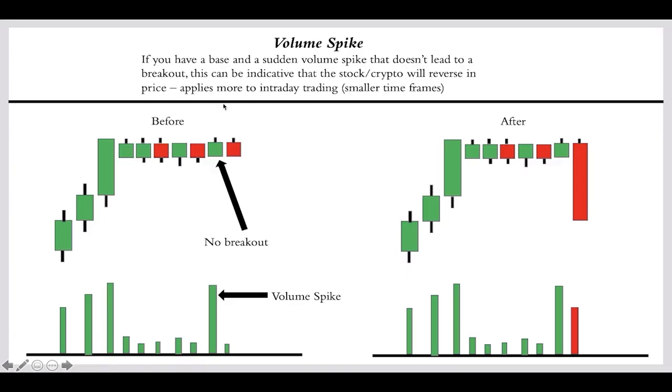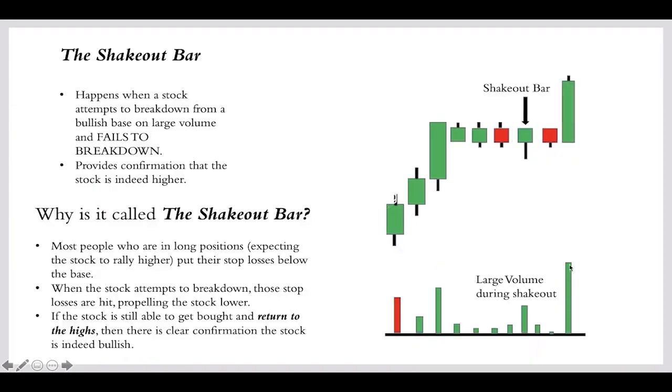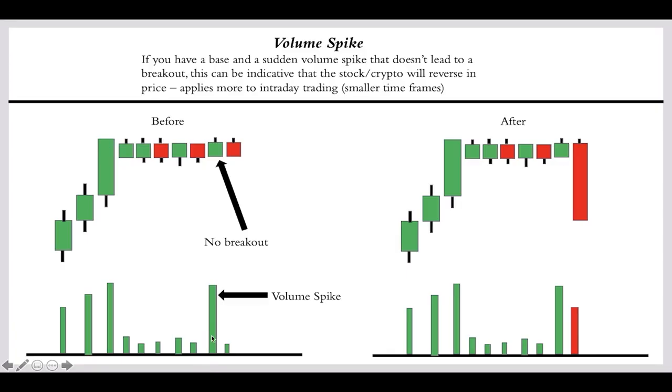This usually applies more to intraday trading, meaning the smaller time frames. So we want to see igniting volume during the breakout, when we actually make the move higher. But let's say we all of a sudden get igniting volume, a huge volume spike, and you're seeing that this stock or this crypto is not breaking out. What's going on here? When you see something like that, you should be very cautious, because it usually means that we're going to end up getting a reversal.